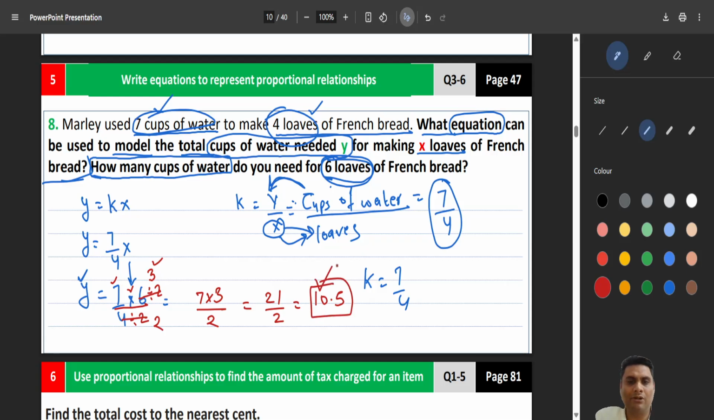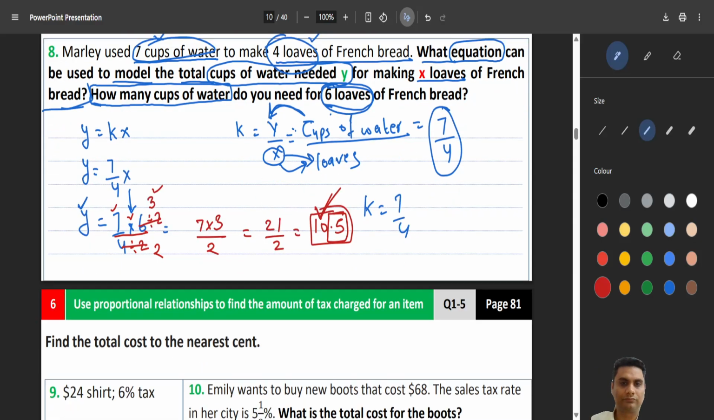That means he will be able to make 10 complete loaves of bread, right? Because we cannot make half a loaf. So he will be able to make 10 complete loaves of bread, and then some of the water will be left at the end. So this was the question and its answer. I hope you understood.